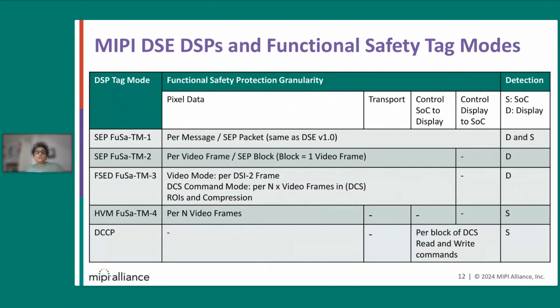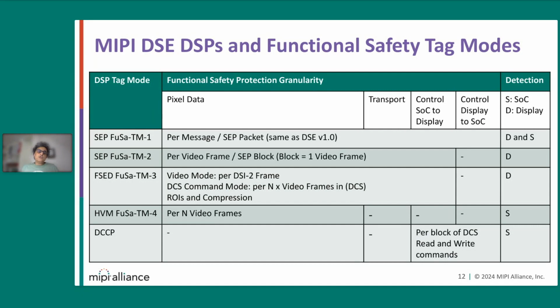So here we see a summary table about what we have in DSE, data service protocol and functional safety tag mode. We have defined two SEP tag modes and one FSET tag mode. Tag mode is a kind of verification tag mode to check for functional safety errors.